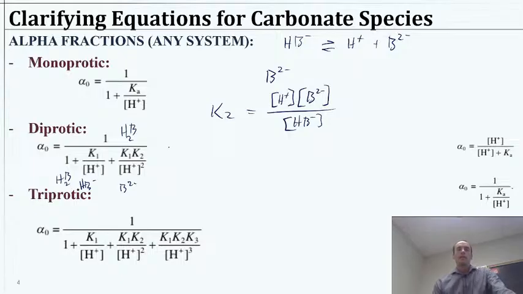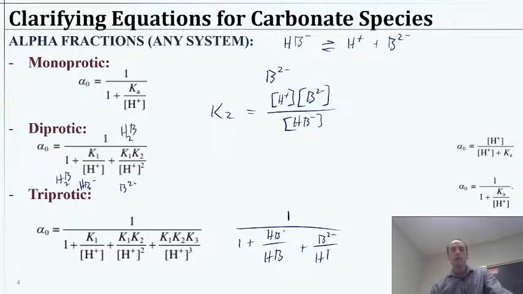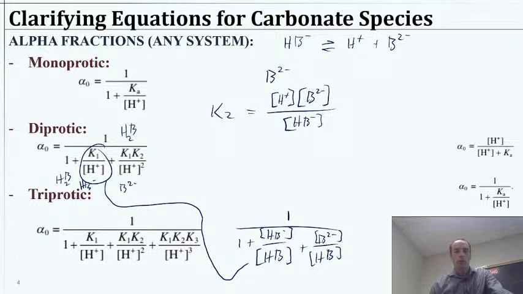So let's imagine for a moment I did 1 over 1 plus HB minus over HB plus B2 minus over HB. That was the step before, brackets on everything, of course. I'm trying to substitute in for this, right? And so here's where the K1 over H plus goes to this term. And then what do we do for the next term?